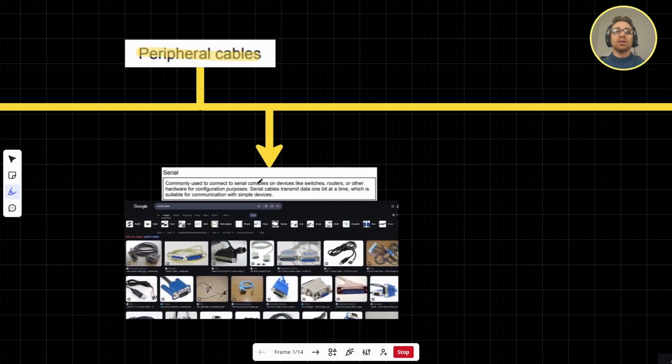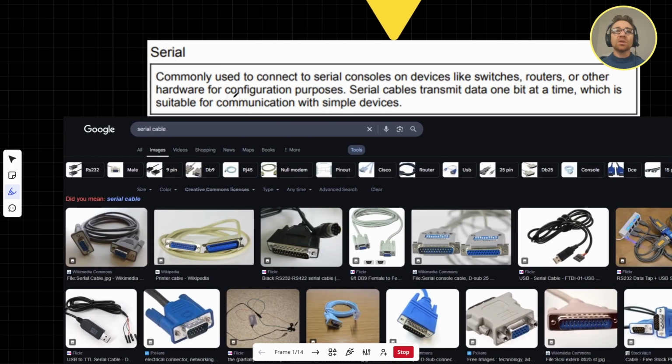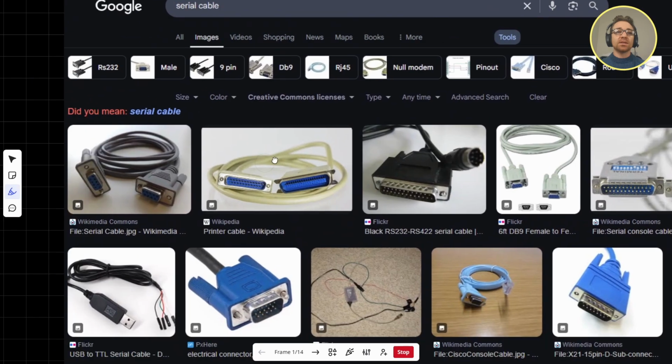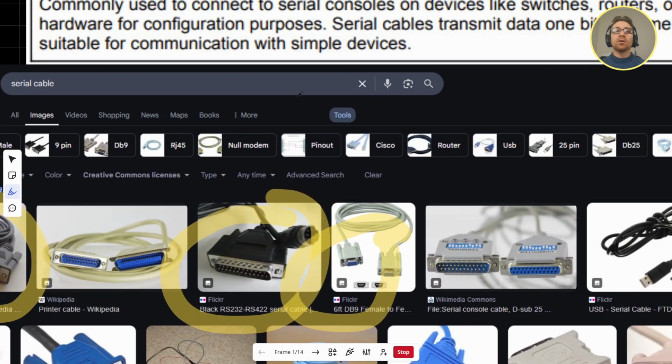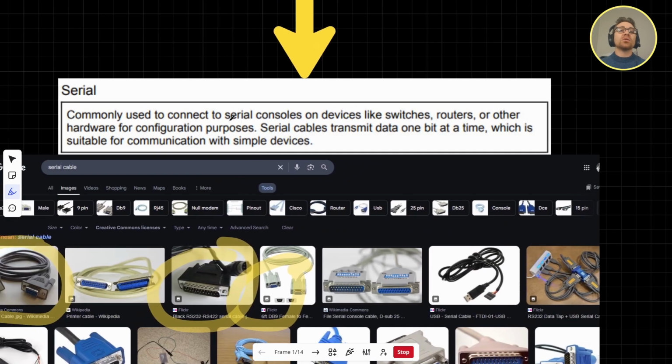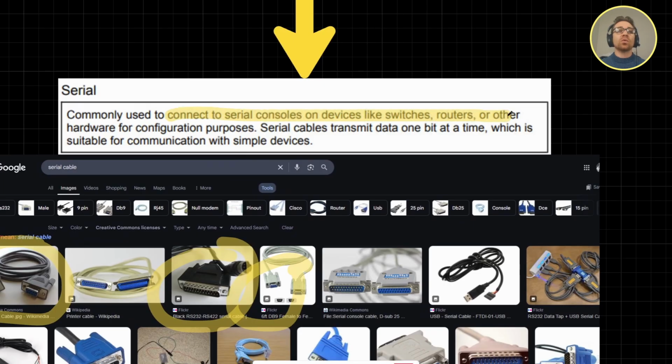Okay, now the next one is serial. Long story short, guys, serial cables look like this, right? They're really, really old type of cables, looking real old, real raggedy, with all those pins in there. They're used to connect to serial consoles on devices like switches, routers, or other hardware for configuration purposes.